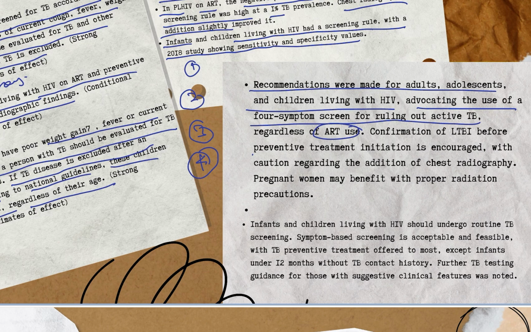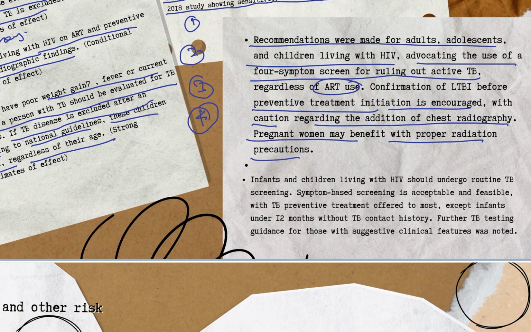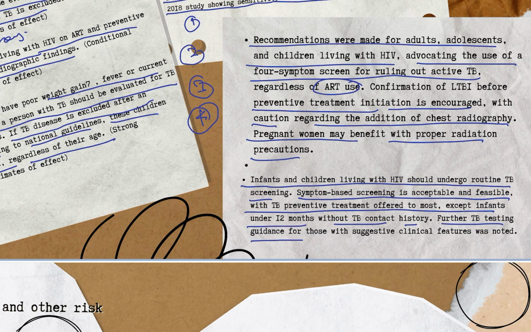Confirmation of latent TB before preventive treatment initiation is encouraged, with caution regarding the addition of chest radiograph. Pregnant women may benefit with proper radiation precautions. Infants and children living with HIV should undergo routine TB screening. Symptom-based screening is acceptable and feasible, with TB preventive treatment offered to most, except infants under 12 months without TB contact history. Further TB testing guidance for those with suggestive clinical features was noted.